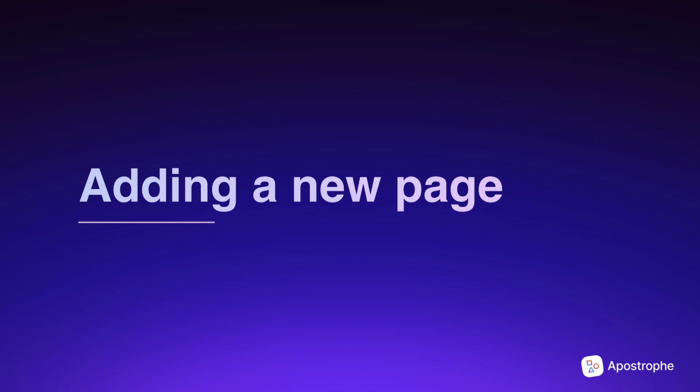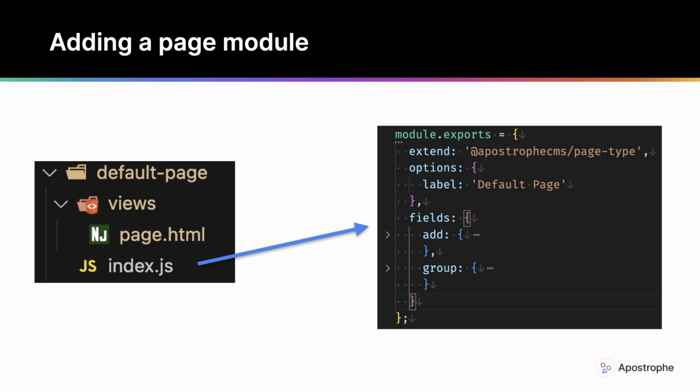The A3 Essentials Starter Kit already has a homepage module that we will modify for our purposes, but creating a new page from scratch is easy. It is essentially a three-step process. First, you create a folder in the modules folder. This folder is conventionally given a suffix of -page. Within that folder, you need to add an index.js file and another folder named views with a page.html file.